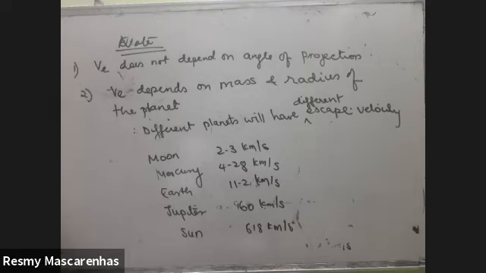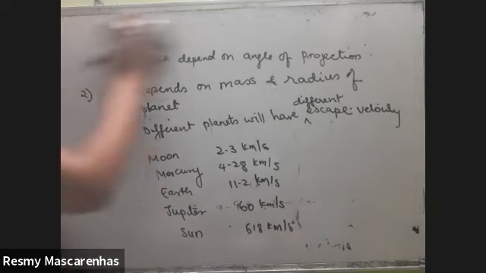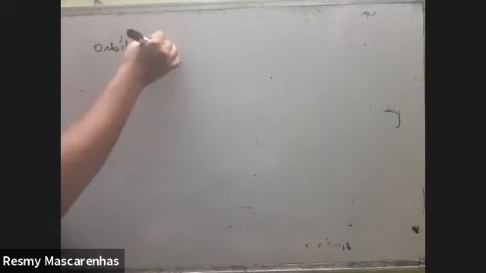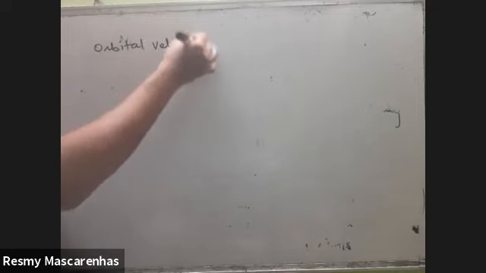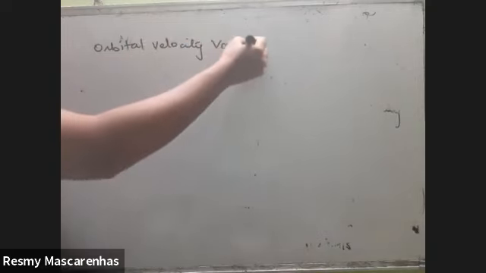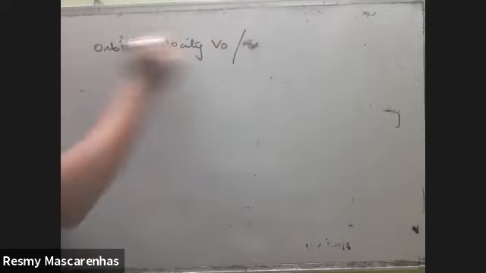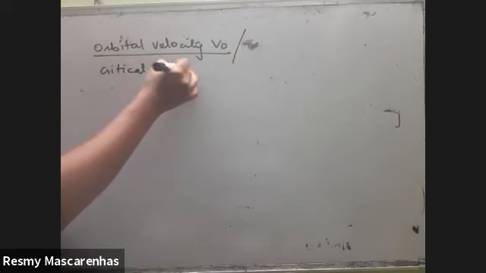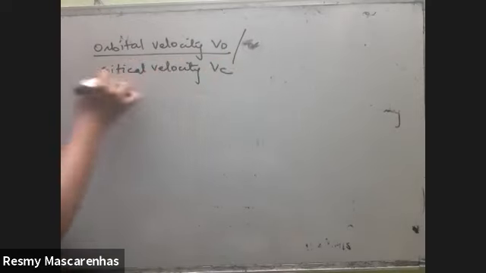We had seen something called critical velocity. The critical velocity is also called orbital velocity. So we'll derive one formula for that also. Also called critical velocity, VC.